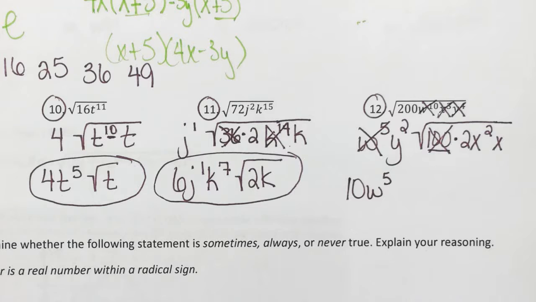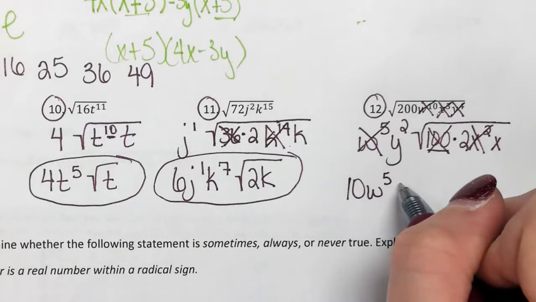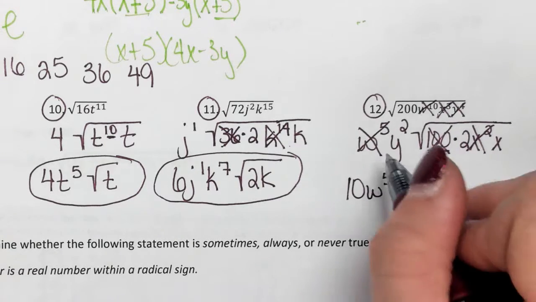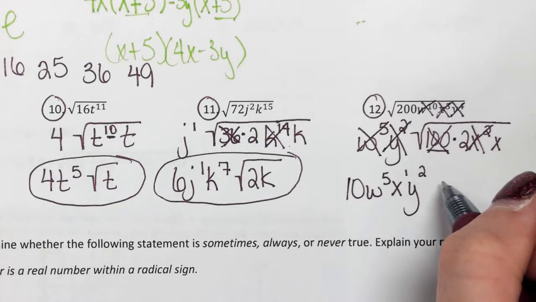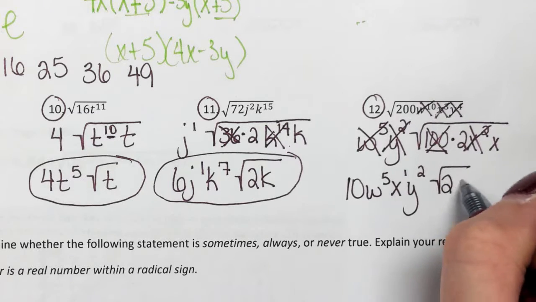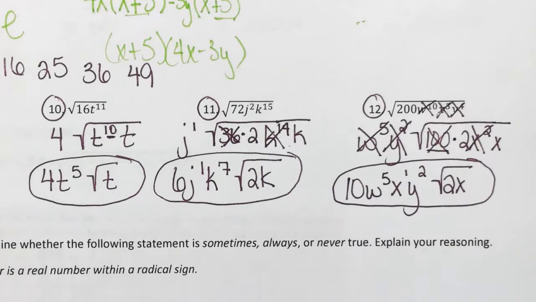Alright, I got 2 letters left. I got Y to the second and X. Which one? X. But he's got to come out as what? Just a X to the 1. There you go. Or you can just put X. Alright, and then bring down your Y to the 2. And then what's left inside? 2x. There you go. See, that's why you mark them out. That way, whatever's not marked out is what stays inside.